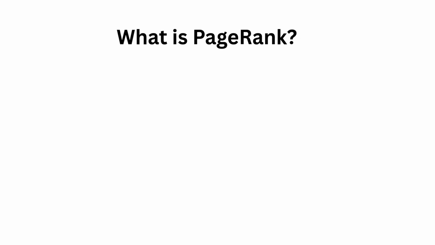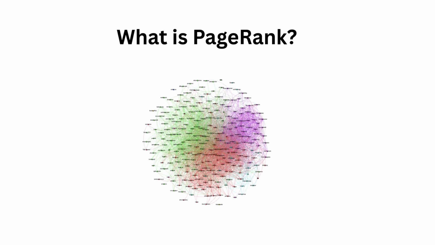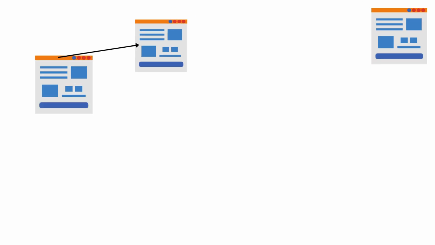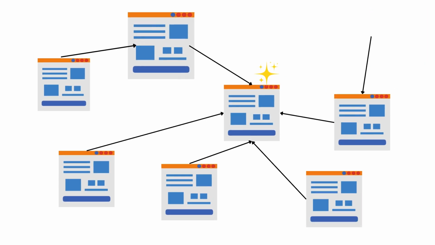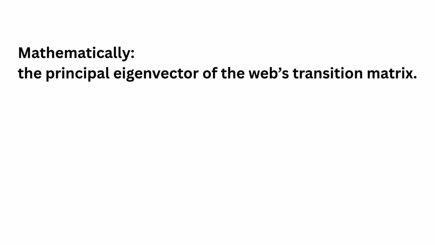Think of the web as a giant graph. Pages are nodes and links are arrows. PageRank imagines a random surfer who clicks on links forever. A page is important if many important pages link to it. Mathematically, this boils down to finding the principal eigenvector of the web's transition matrix.